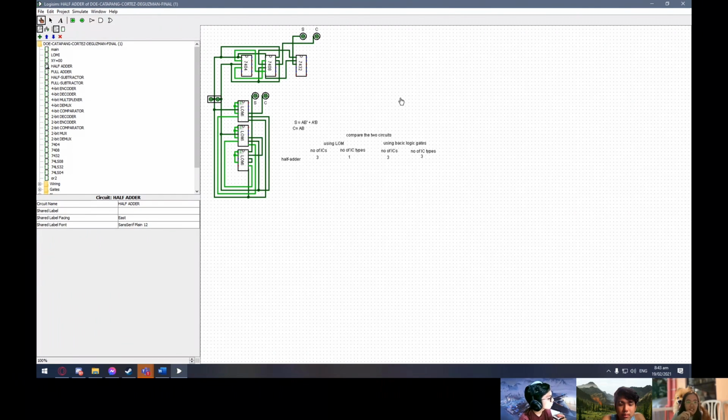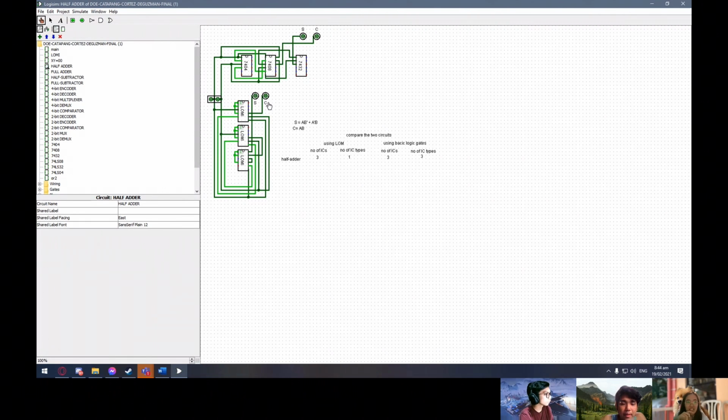As you can see in this circuit, which is given by the professor, we've figured out the ICs that she used, which are the 7404, an IC that contains NOT gates, the 7408, which contains AND gates, and the 7432, which contains OR gates.